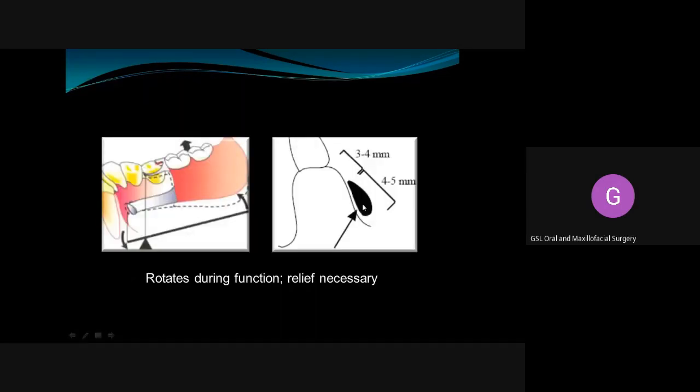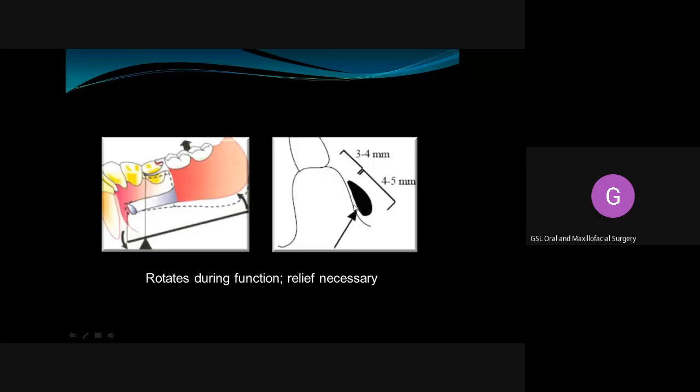And also placement of this major connector. As this picture depicts, the placement of the major connector is supposed to be at least 3 to 4 mm away from the gingival margin of the tooth. And the length of this major connector is going to be about 4 to 5 mm. So a total of about 9 to 10 mm has to be present, the distance from the gingival margin to the floor of the mouth, so that we can place the labial bar about 3 to 4 mm away from the gingival margin.